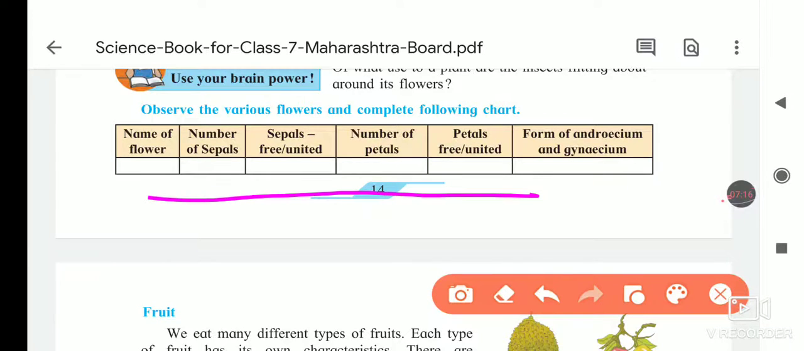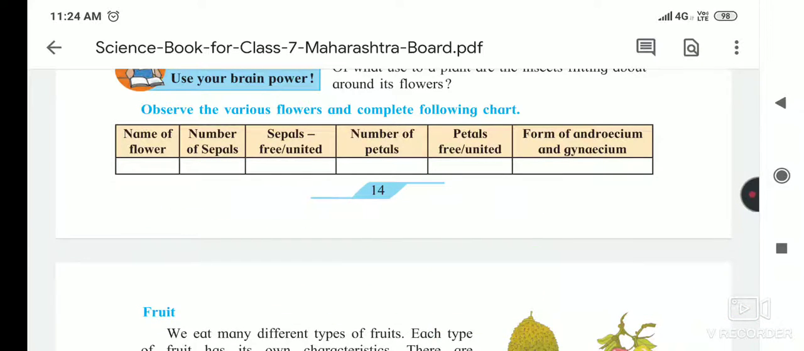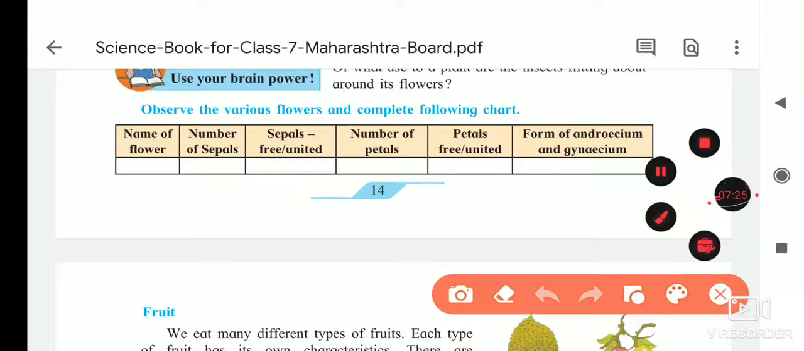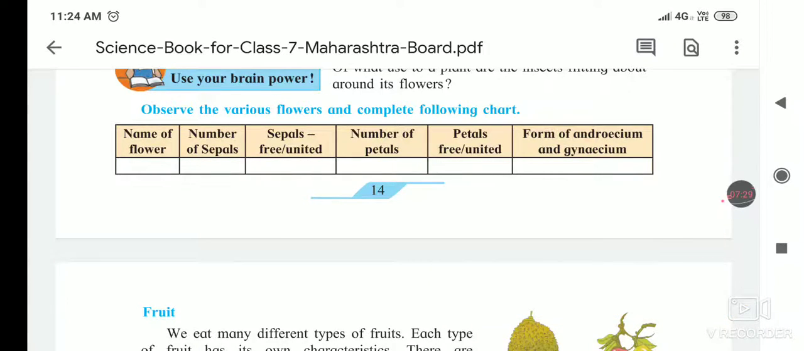Some flowers are pentamerous. Pentamerous means 5 petals, 5 sepals, all the things are 5. So they are called pentamerous. Some flowers are trimerous and some have more than that. So they told you to complete this chart.